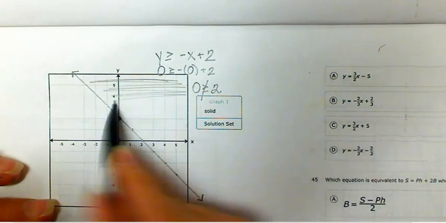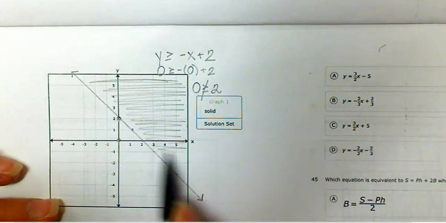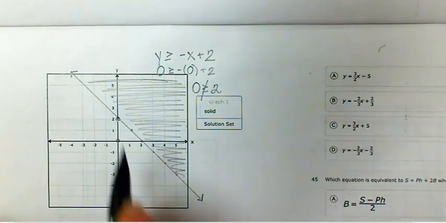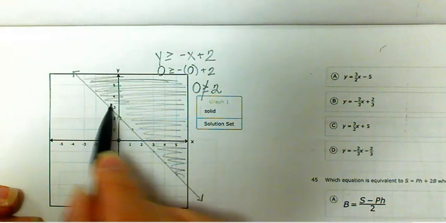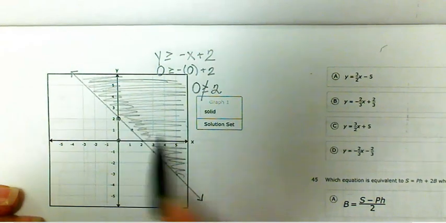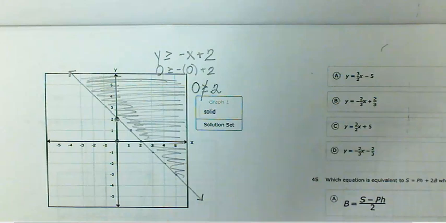So this is what you should have come up with. Okay. You can certainly do that on your graphing calculator, but you can also do it by hand, which is what I did.